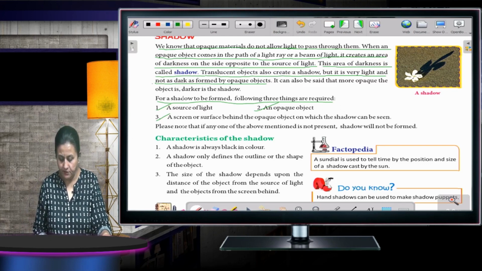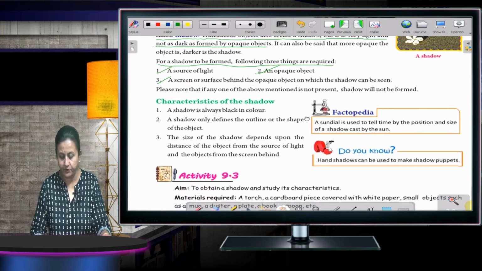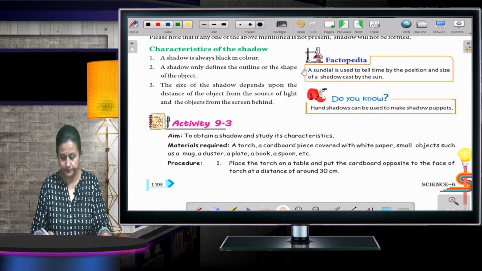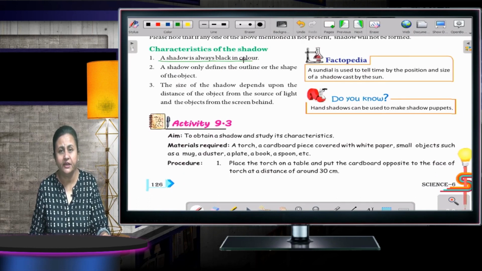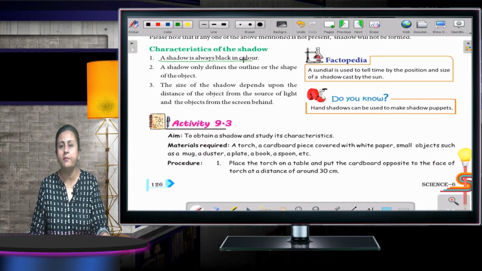Characteristics of shadow. A shadow is always black in color. It does not have any color. It is not colorful. It is always black in color.